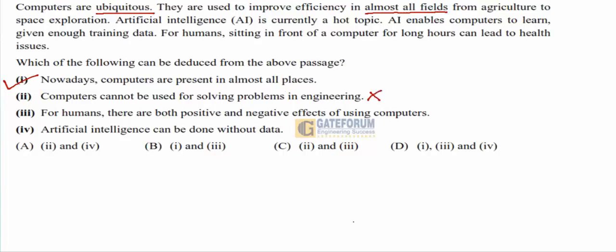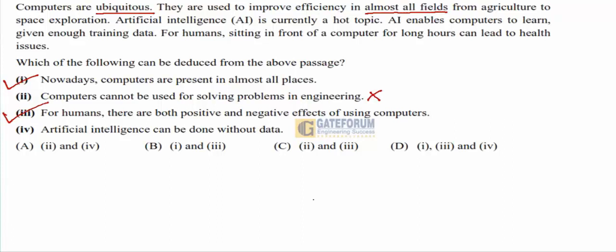For humans, there are both positive and negative effects of using computers. Absolutely correct. Positive effects is improving efficiency in all fields, from agriculture to space exploration. And negative effect, health issues, it has been mentioned. So I will say this is also absolutely correct.